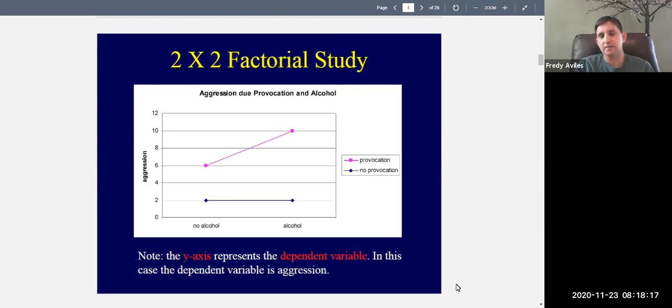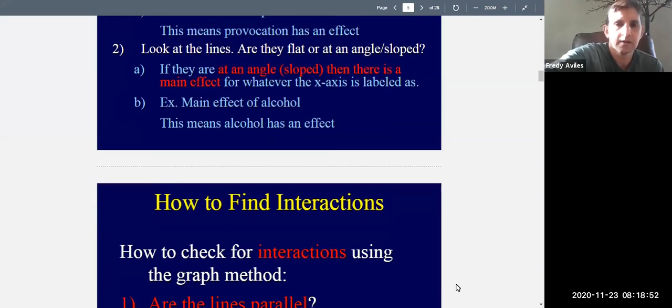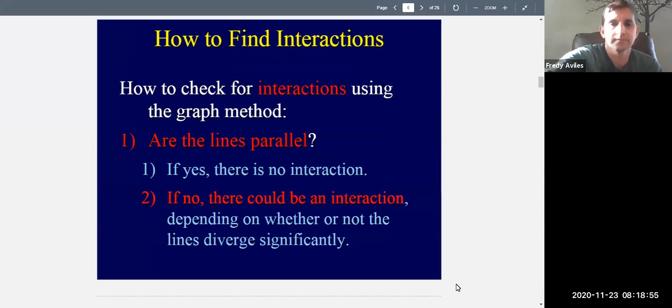If the difference in the slope is large enough, that's what you need to do to find an interaction. Look at the lines. If they're parallel, that means there's no interaction. They're changing the same way. If they're not parallel, if one is sloped differently than the other, that means there's probably an interaction. And what that really means is that one thing is changing depending on something else, and that'll become clear as we go through more examples. So that's the way we check for interactions.